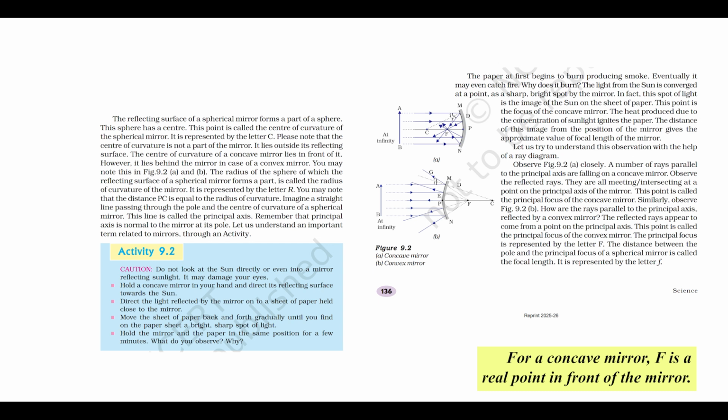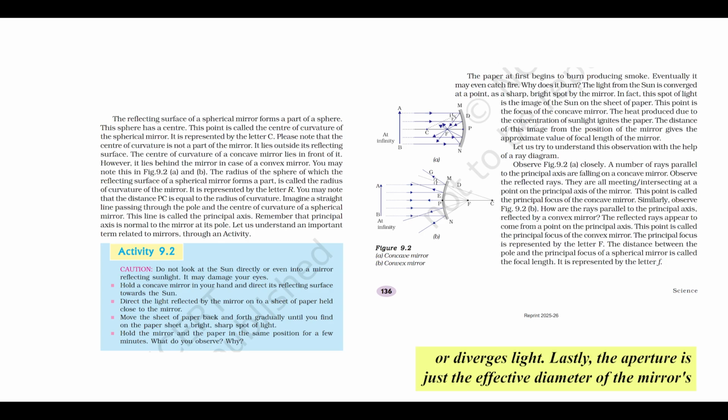For a concave mirror, F is a real point in front of the mirror. Now, a convex mirror behaves differently. It diverges parallel rays. When parallel rays hit a convex mirror, they bounce off and spread out. But if you trace these reflected rays backwards, they appear to be coming from a single point behind the mirror on the principal axis. That point is the principal focus F of the convex mirror. Since the rays only appear to come from there, it's a virtual focus. So concave has a real focus in front, convex has a virtual focus behind. Exactly. And the distance from the pole, P, to this principal focus F is called the focal length, f. It's a measure of how strongly the mirror converges or diverges light.